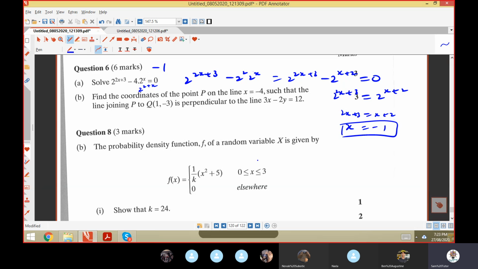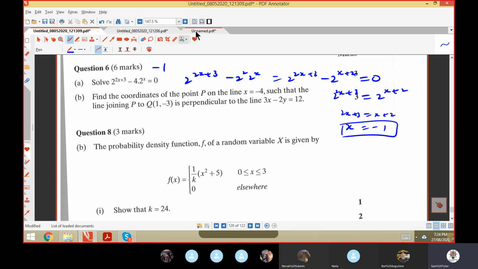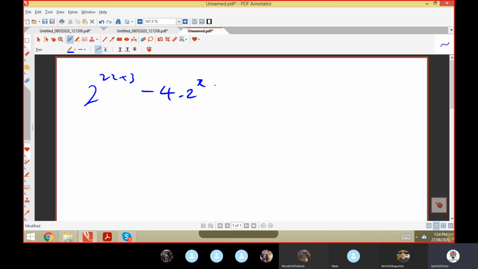So I don't know if you guys want it, but I would have done 2 to the x as u, which is the way you should usually do your exponential equations. So if you want to see it done, it would have looked like this. I'm just going to do it somewhere else. 2 to the 2x plus 3 minus 4 times 2 to the x equals 0.